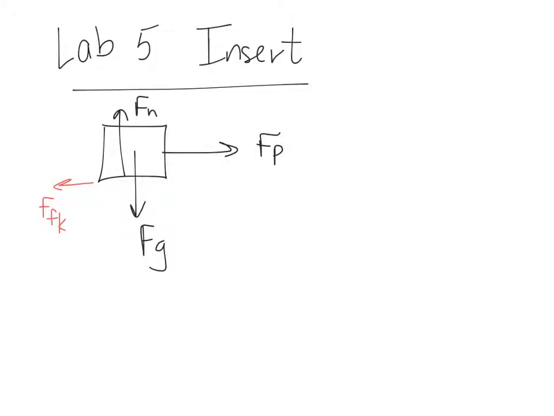If it's moving with acceleration, we can't set it equal to 0 anymore, because remember, sum of the forces equals ma. If it's moving with acceleration, we can't put 0 in for acceleration. But what do you know about the lab specifically?